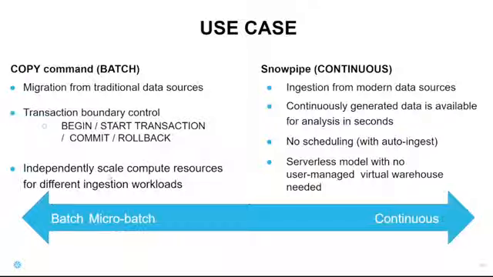If you have too many files, you can use a larger warehouse. If you have small files, you can use a small warehouse. But Snowpipe also gives you a serverless model where you don't have to specify the virtual warehouse. Snowflake will automatically take care of that based on the load which is currently running as part of that Snowpipe. So this is how you can differentiate and use copy command and Snowpipe based on your use case.